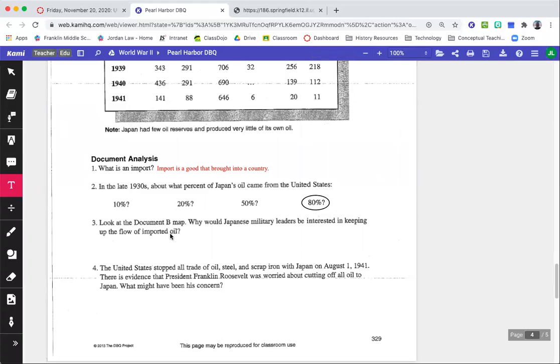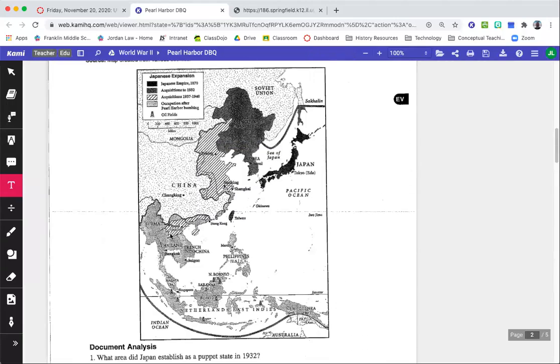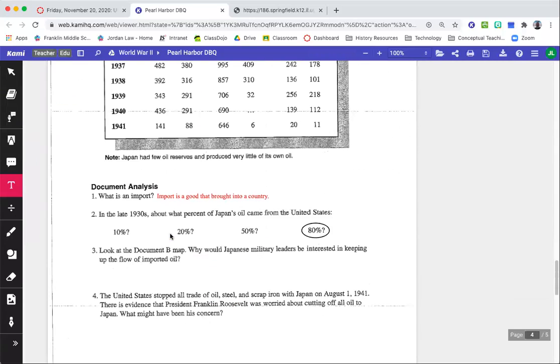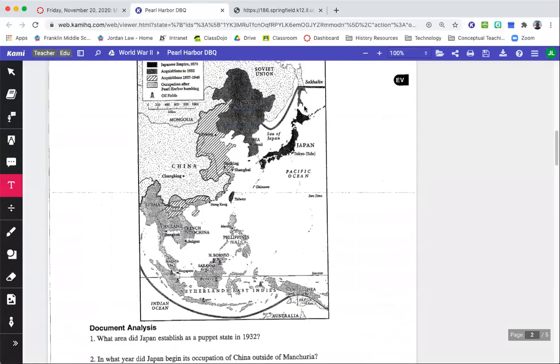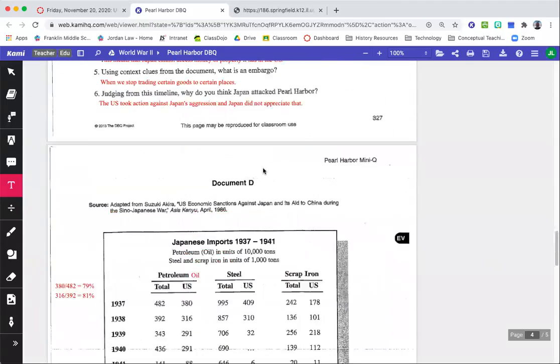Okay, so looking at the map on document B. We're going to be referring back to this map here. Why would Japanese leaders be interested in keeping up the flow of imported oil? Well, again, Japan is an island, right? So anytime they want to get somewhere, they have to go by boat, whether it's Manchuria, China, or Taiwan, which they're controlling. If they want to get anywhere, they have to go by boat. And boats require oil to run. They require petroleum to run.